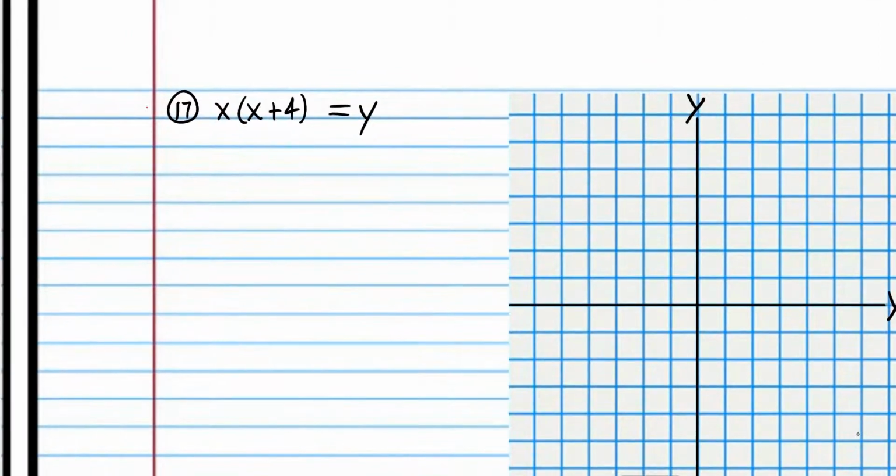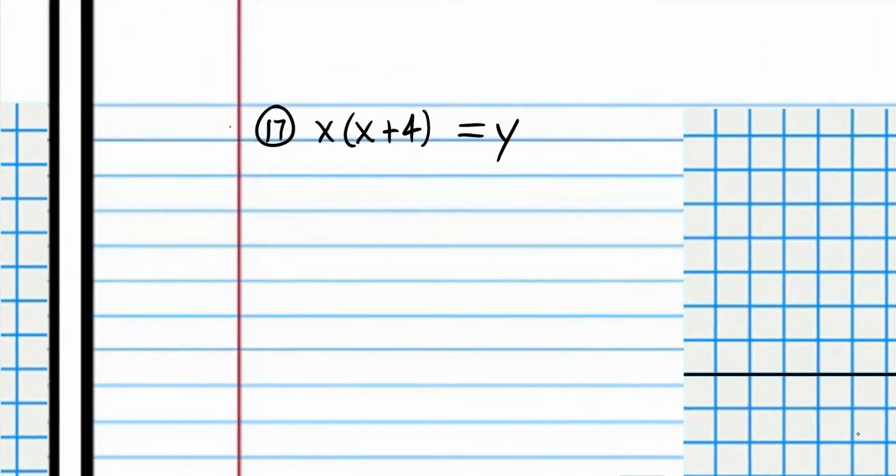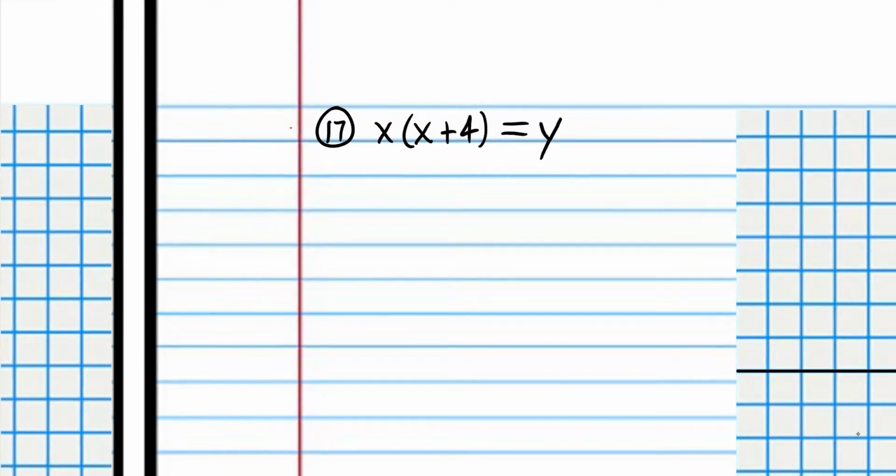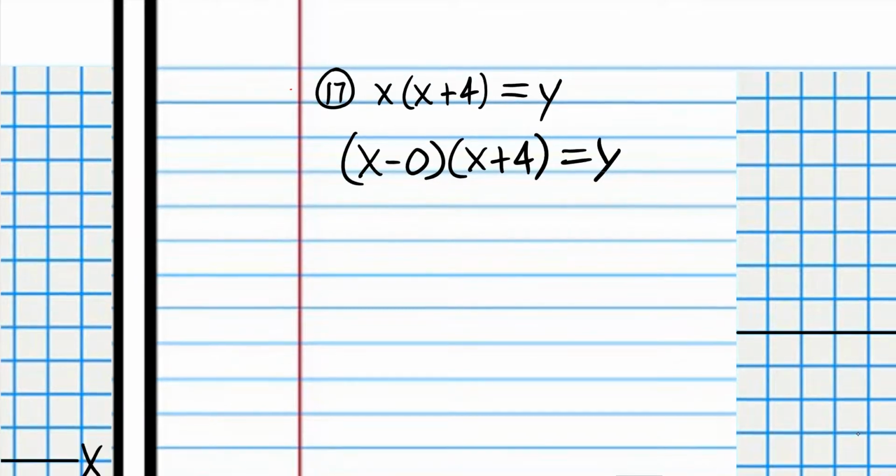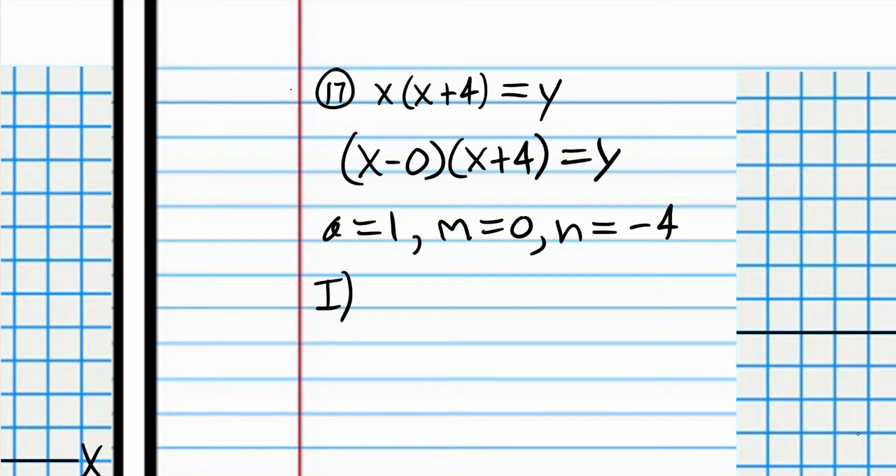Now this problem is going to be a lot easier because we already have intercept form. It just doesn't look like intercept form because it's just an x rather than an x minus 0. So I'm just going to change that x to x minus 0. And now you can see clearly that it's intercept form. A is equal to 1, m is equal to 0, and n is equal to negative 4. And so step 1 is to find the intercepts, and we can just see those intercepts immediately.